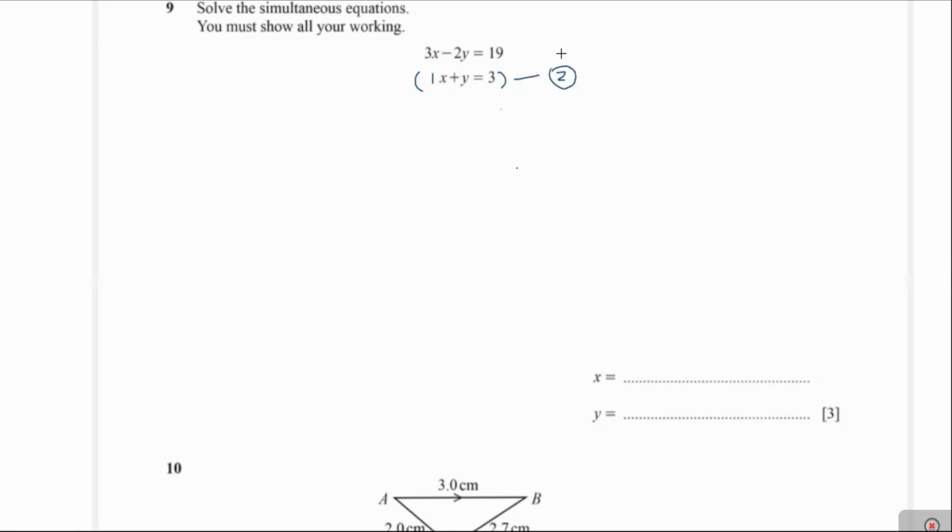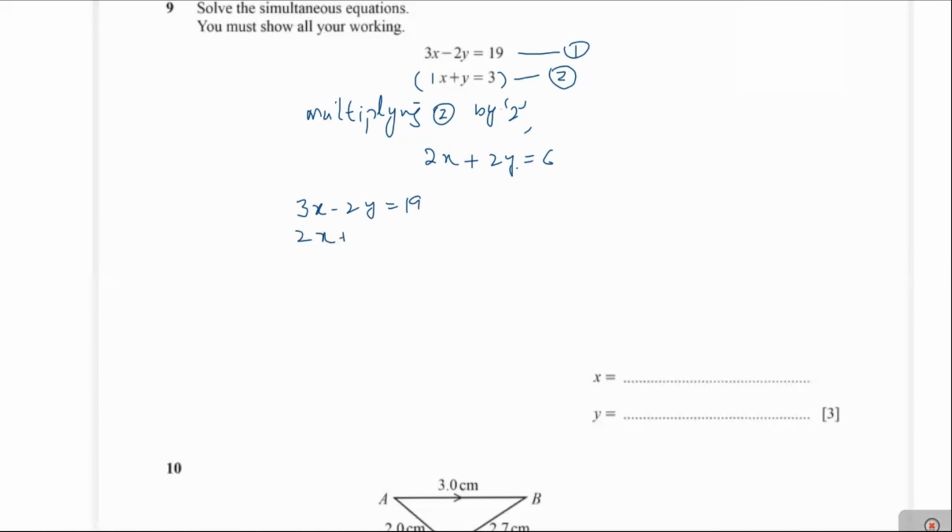Now this is equation number 2, and this is equation number 1. Now we multiply equation 2 by 2. Now we get 2x plus 2y equals 6. Now we can write it as 3x minus 2y equals 19, 2x plus 2y equals 6. We name them 3 and 4. We add these two equations, adding 1 and adding 3 and 4.